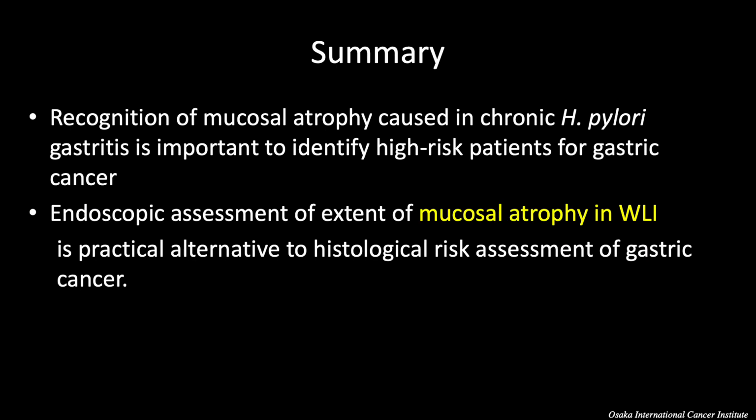Here is today's summary. Firstly, recognition of mucosal atrophy caused in chronic H. pylori gastritis is important to identify high-risk patients for gastric cancer, and endoscopic assessment of extent of mucosal atrophy in white light is a practical alternative to histological risk assessment of gastric cancer.